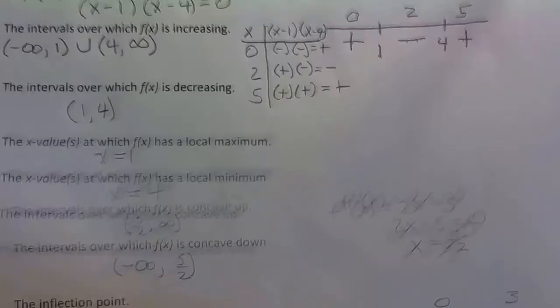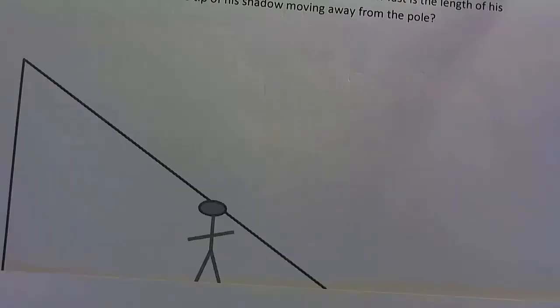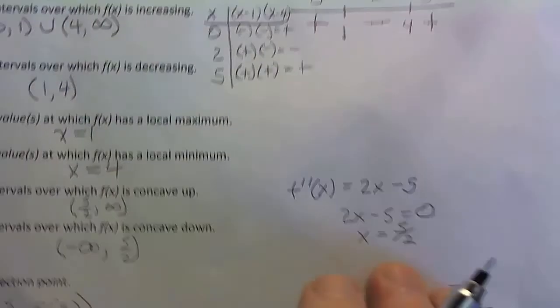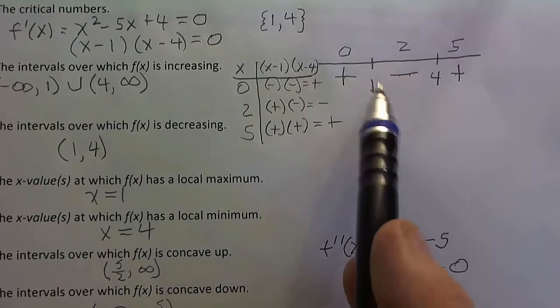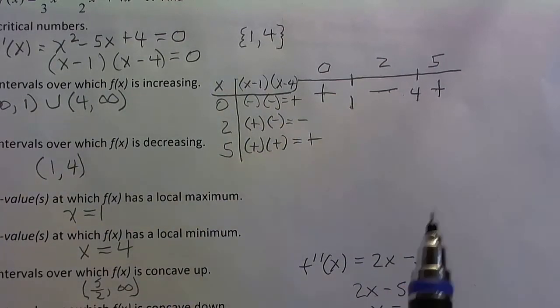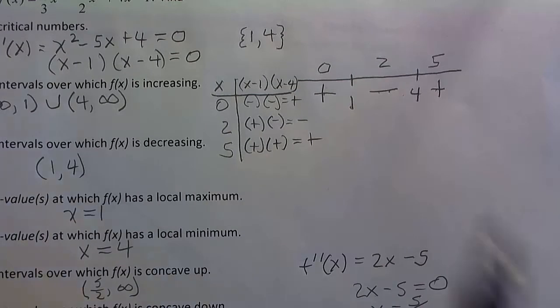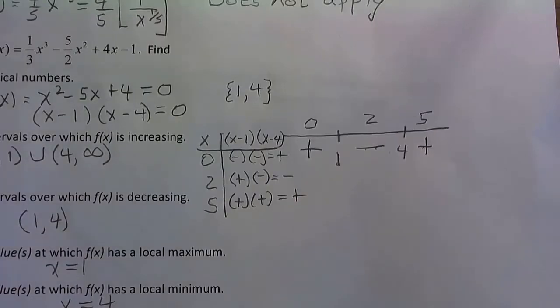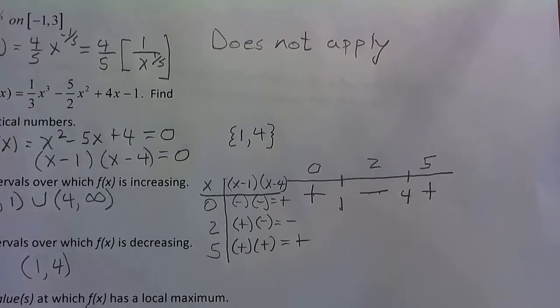Okay, now let's see what's next here. So that's that. Now, we could use the second derivative test also. If we took these critical numbers that we had earlier, 1 and 4, and plug them in, if I plug in the 1, notice I get 2 minus 5, and I get a negative. A negative second derivative at a critical number indicates a maximum. If I plug in the 4, I get a positive, indicates a minimum.